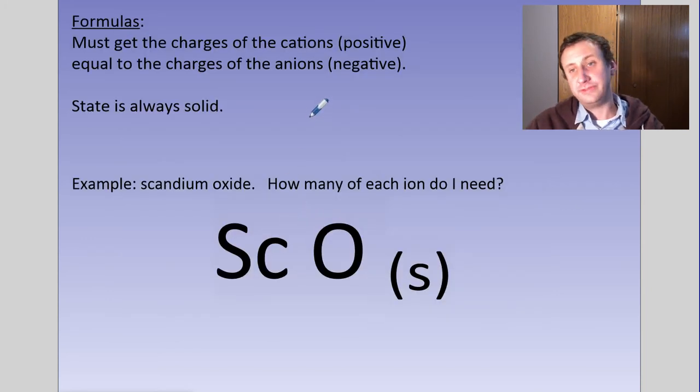For formulas, this is the most complex part of this whole lesson of doing names and formulas. Ionic formulas can be kind of tough. It's actually simple, but students get confused. So here's the base idea of this.